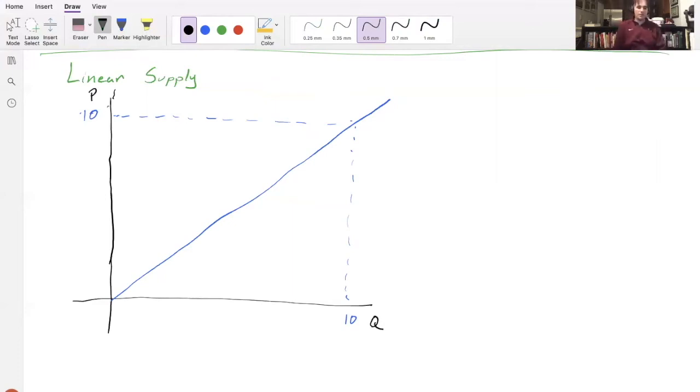Okay, so here we have a linear supply curve, and we want to compute the producer surplus at a couple of different prices. So let's just say that the price is 2. And we want the producer surplus. Well, like before, when we figured out the demand curve, we have to draw out a price line that's horizontal at 2.